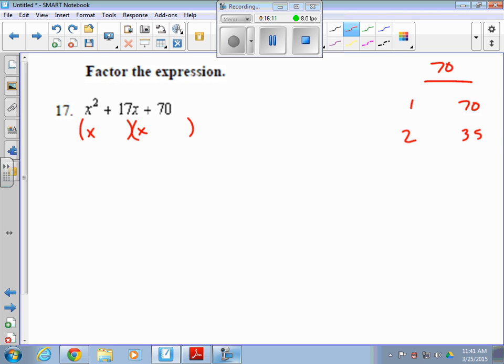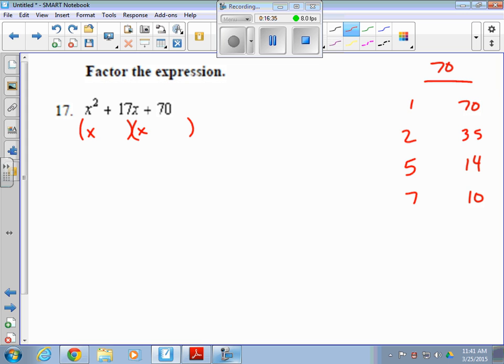3 does not go into 70. 4 does not go into 70. 5 does. It goes into 70 14 times. 6 does not go into 70. Neither does 8, but 7 does. 7 times 10. And they were close. The only thing is, I jumped from 6 to 8. I'm not sure why. But neither does 9. So those are your factors of 70.